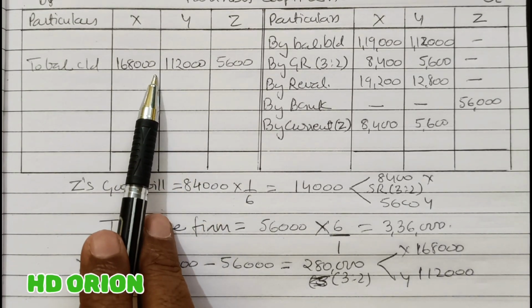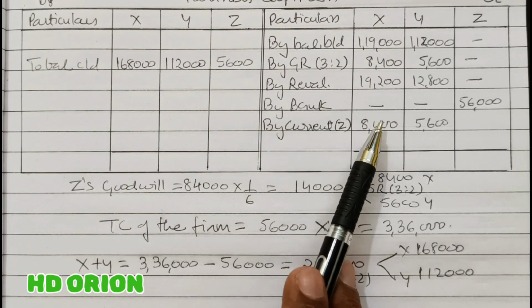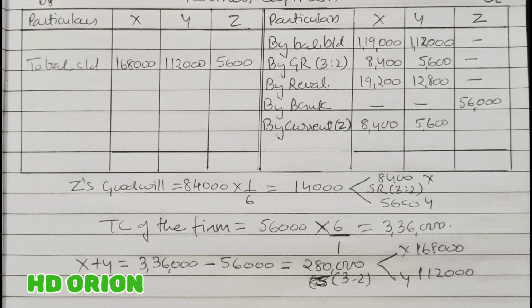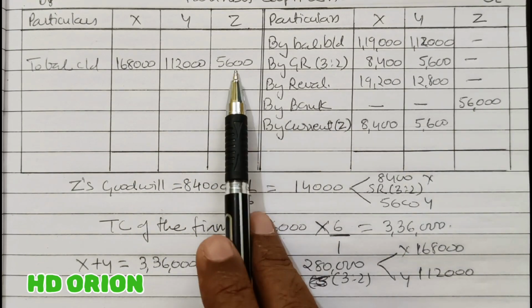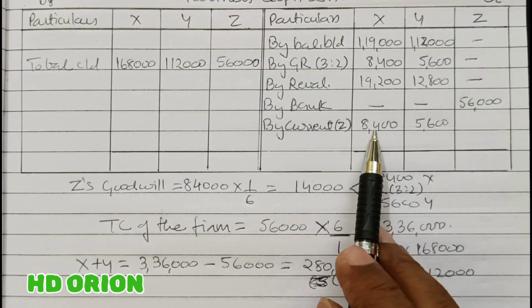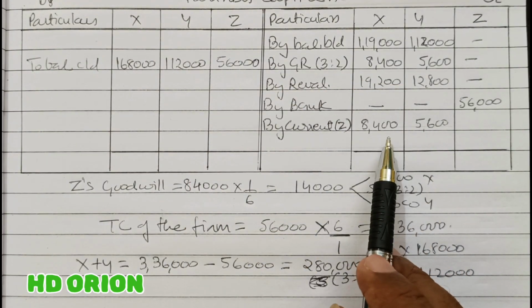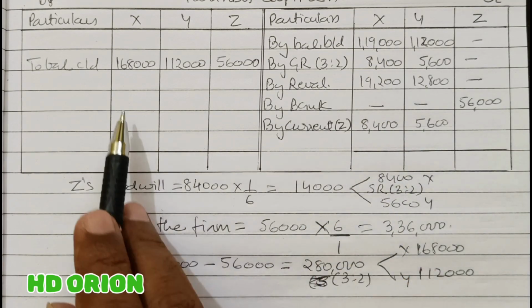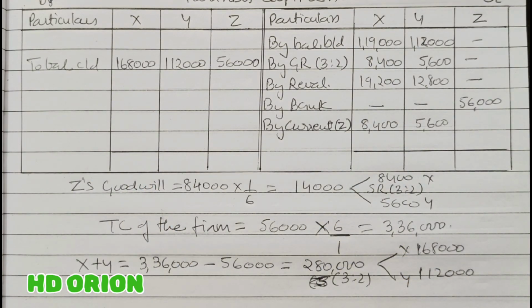It is not the balancing figure. So we will need to balance the capital accounts of all the partners. Z's capital account is already balanced, but X and Y's we have to balance. So here this side the grand total should be compared with the other side. So let us do that.